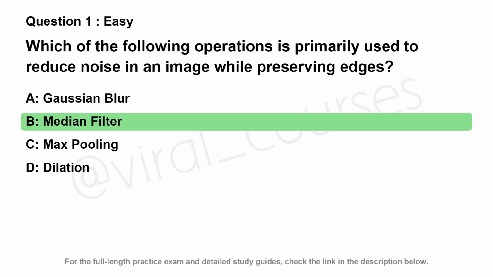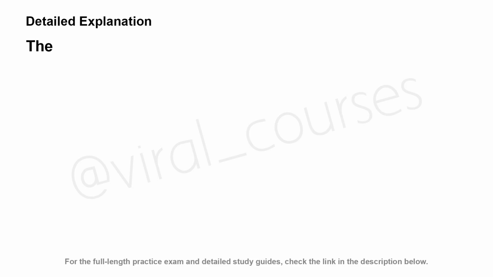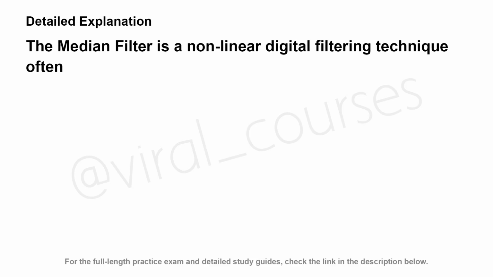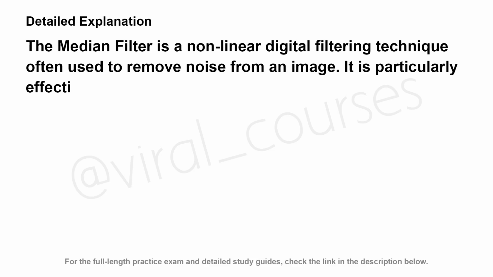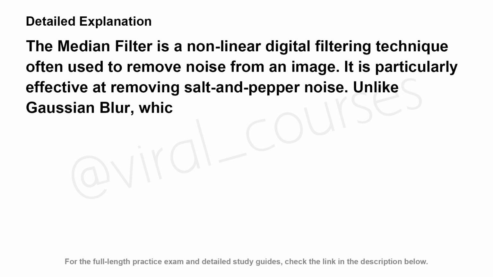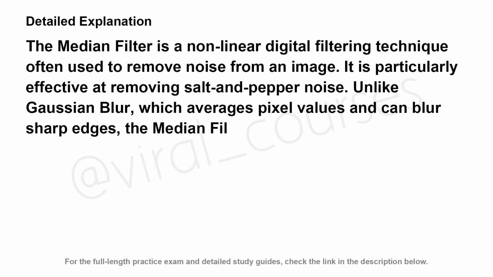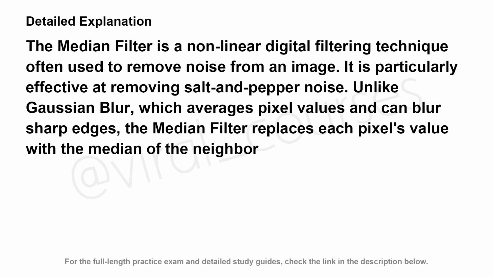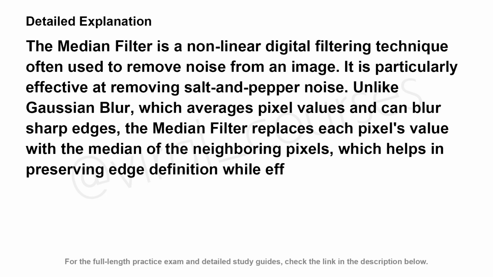The correct answer is B. The median filter is a nonlinear digital filtering technique often used to remove noise from an image. It is particularly effective at removing salt and pepper noise. Unlike Gaussian blur, which averages pixel values and can blur sharp edges, the median filter replaces each pixel's value with the median of the neighboring pixels, which helps in preserving edge definition while effectively smoothing out outliers.